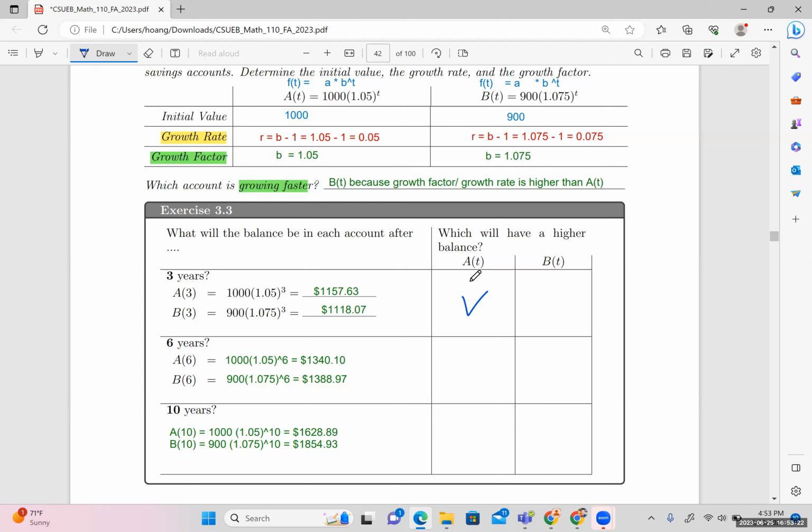In 6 years, you will do the same, but you change the input here to be 6, right? All right. So then you're gonna have 1,340.10 for company A, and B is gonna be 1,388.97. So that's gonna be B.